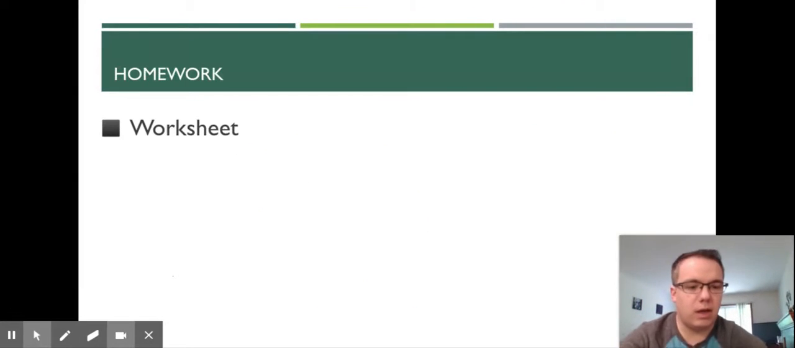All right, so your homework is a worksheet. It is on Brightspace under the assignments area. It's called Checking a Solution to an Equation worksheet.